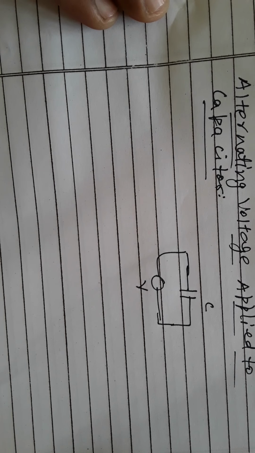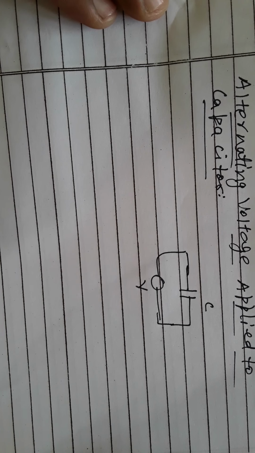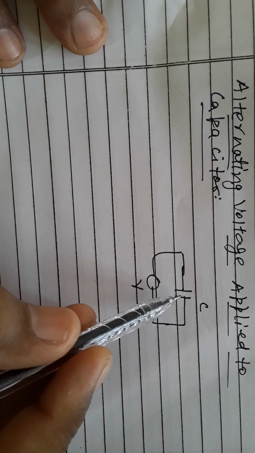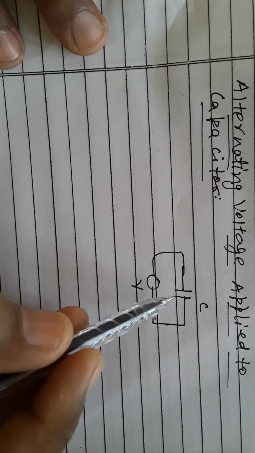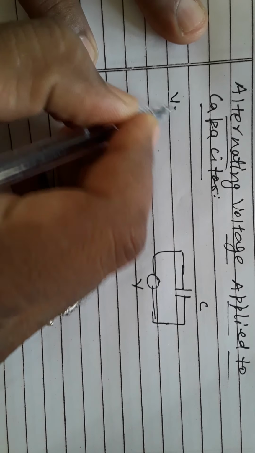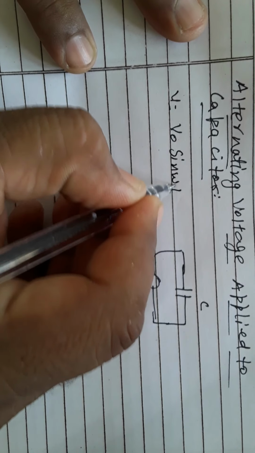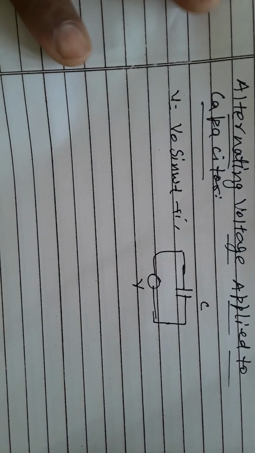Hello children, in alternating voltage, now we will start alternating voltage applied to a capacitor. Let the voltage be applied to a capacitor, then we know V is equal to V naught sin omega t. Equation number first.